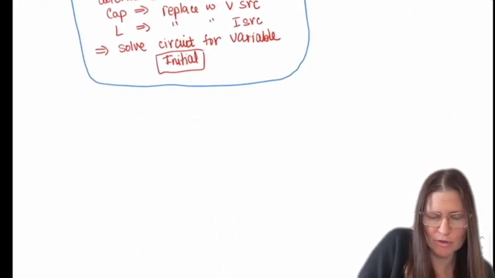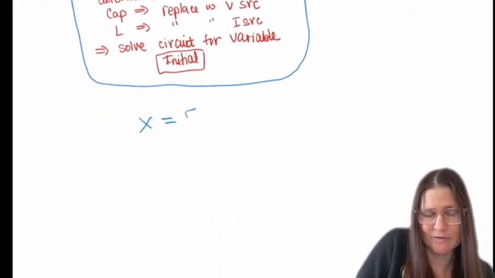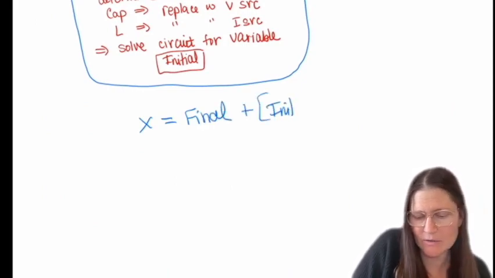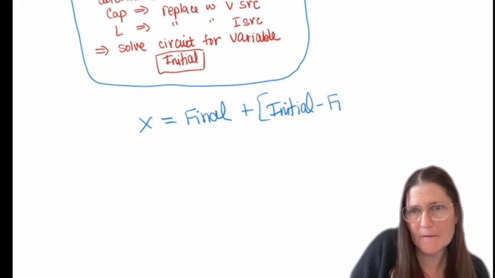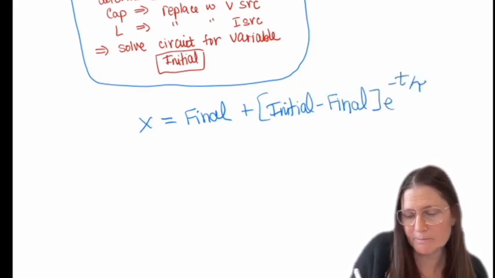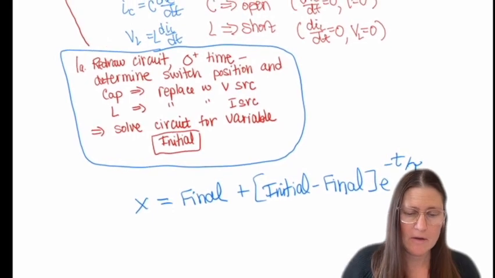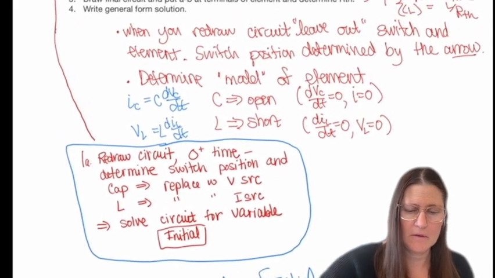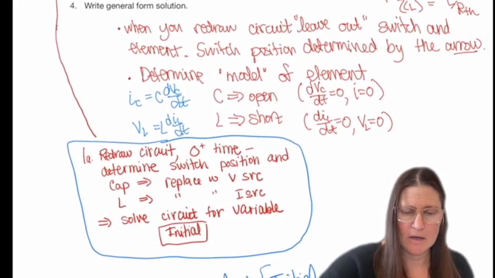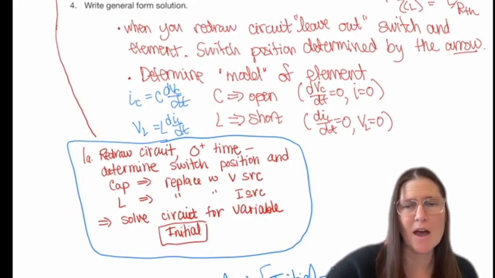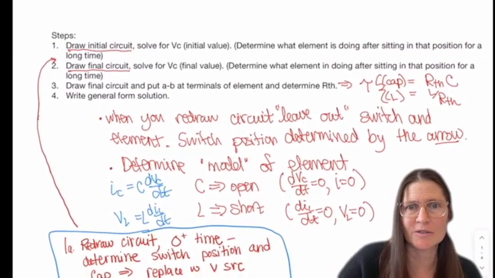And remember, the general form solution is final plus the initial minus final, times e to the minus t over tau. And that will be if it's a different variable or anything else. All right, so this is a summary recap of how to solve for RC and RL circuits.